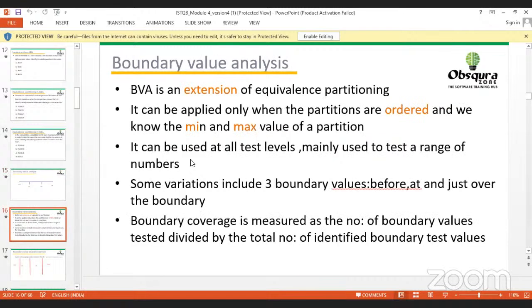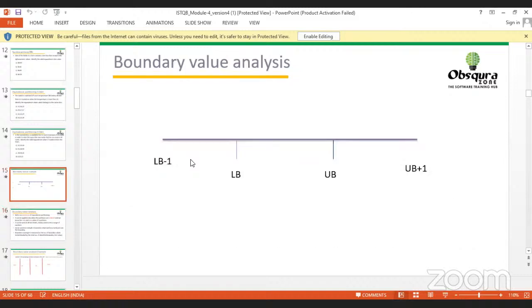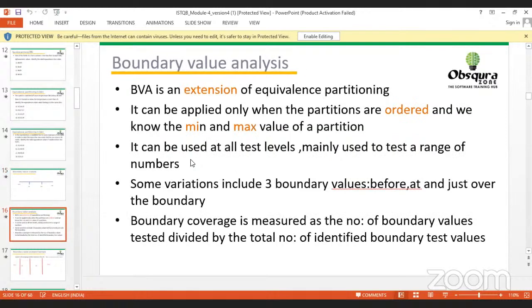Okay. Now, boundary coverage is measured as the number of boundary values tested divided by the total number of identified boundary values. So, out of these boundary values, there are four values right here. Out of these 4, if I have tested all four values, then it will be 100% coverage. If I have tested 2 out of the 4, it will be 50% coverage. Got that coverage thing, right? So this is the boundary value coverage.